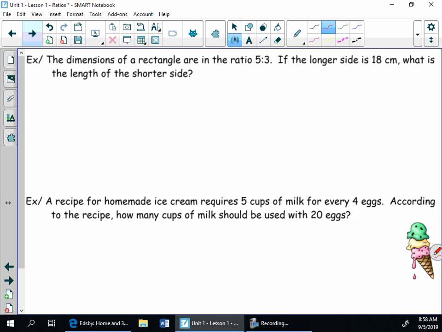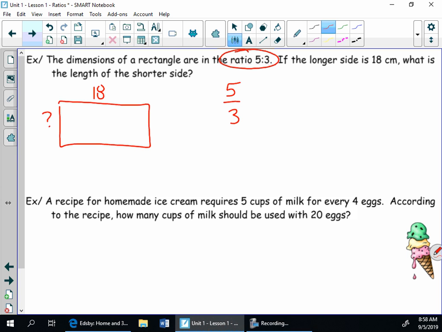The dimensions of a rectangle are in the ratio 5 to 3. The longer side is 18 centimeters. What is the length of the shorter side? So they're telling us we've got a rectangle. I've got 18 here. I don't know what that is, but I know a ratio, 5 to 3.